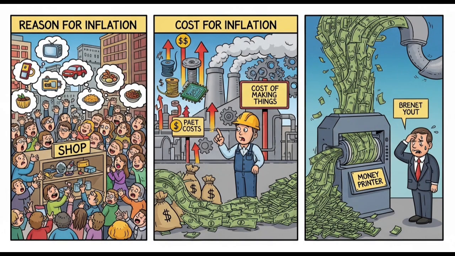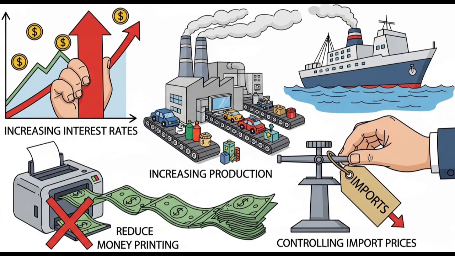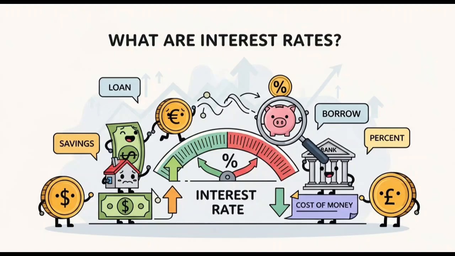There are 3 simple reasons for inflation. People want more things than the shops can supply. The cost of making things goes up. The government prints too much money. Governments and central banks use the following methods to control inflation: increasing interest rates, reducing money printing, increasing production, and controlling import prices. What are interest rates?